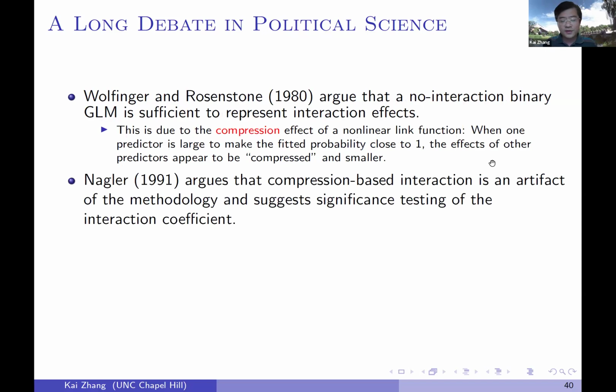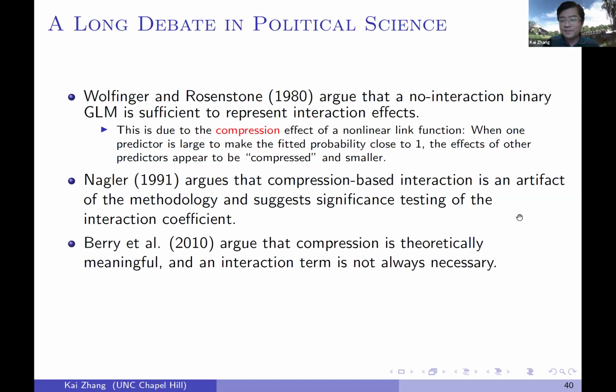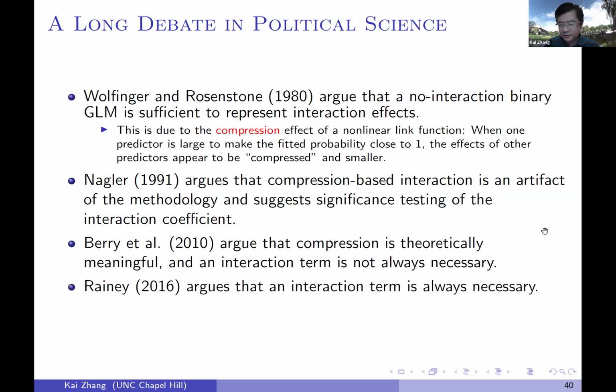Of course, a few years later, people argued back that the compression-based interaction is an artifact, and we should always include the interaction term and test its significance. Then a few years later, another group argued that compression is theoretically meaningful, and the interaction term is not always necessary. And another group argued back that the interaction term is always necessary. So you can see a lot of debates here, and you can see the source of the problem: people want to argue for their results, and this eventually becomes an argument about models, because different models give different results and different interpretations of the models. That leads to all kinds of these debates.